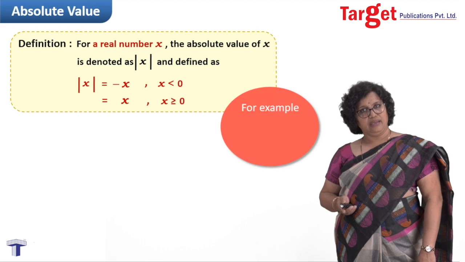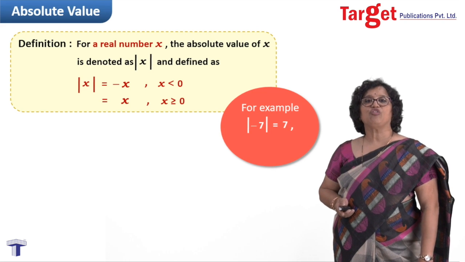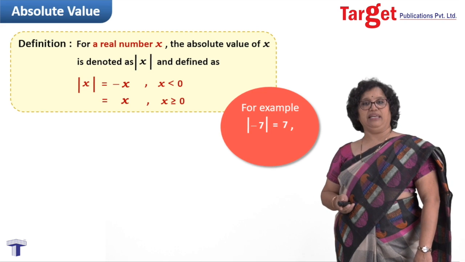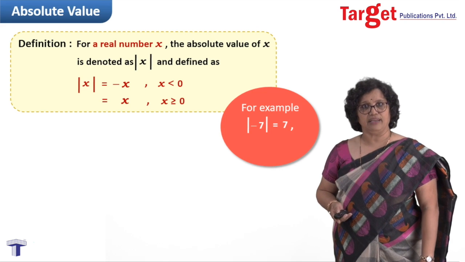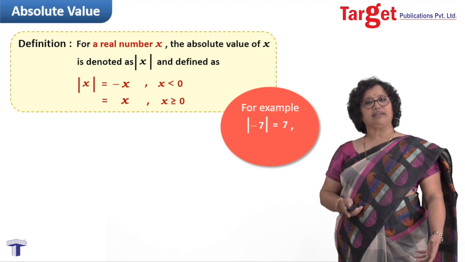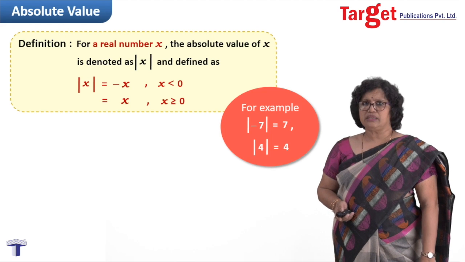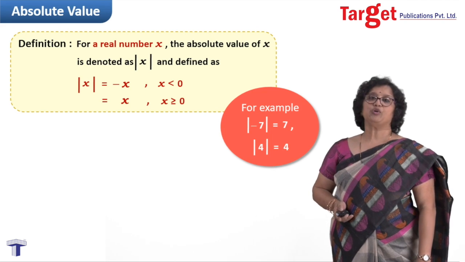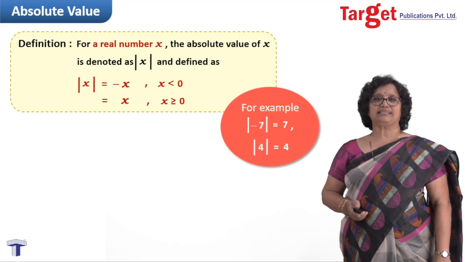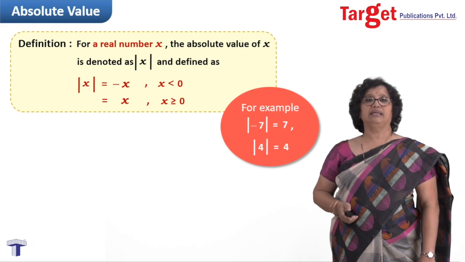Let us take some examples. If I take a negative number, say minus 7, then the absolute value of minus 7 would be 7. Why does it happen? Because we are multiplying the number minus 7 by minus 1, and this gives me in return the number 7. If I take some other positive number, say 4, then since it is a positive number, there is no change to be brought in. So the absolute value of 4 still remains the same as 4. These are just two simple examples to understand how we actually apply the definition.